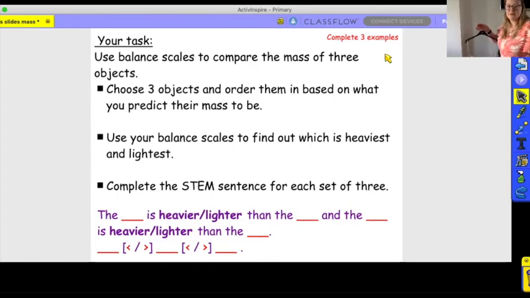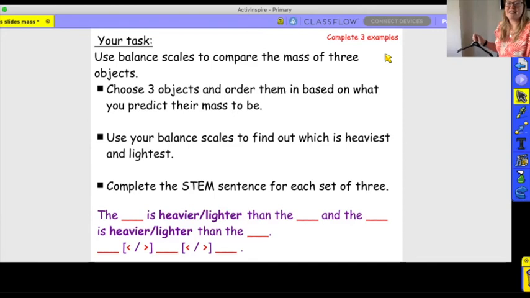The spoon is heavier than the 2p, but lighter than the biscuit. And the spoon is lighter than the biscuit bar, but heavier than the 2p.